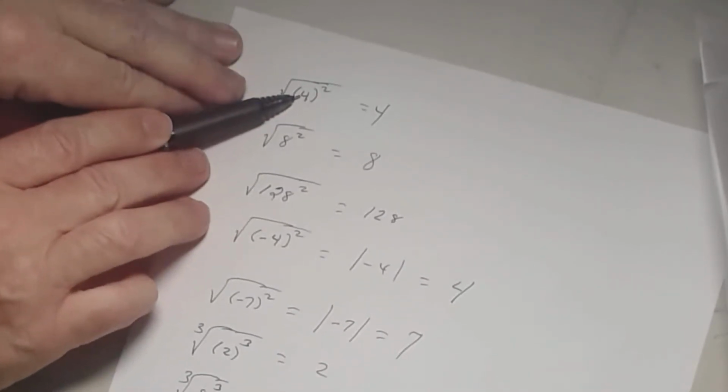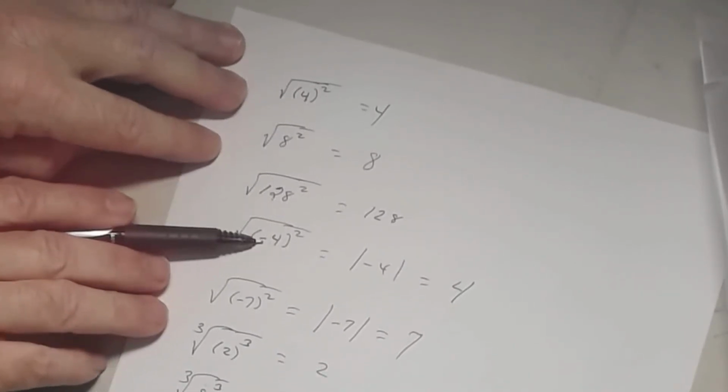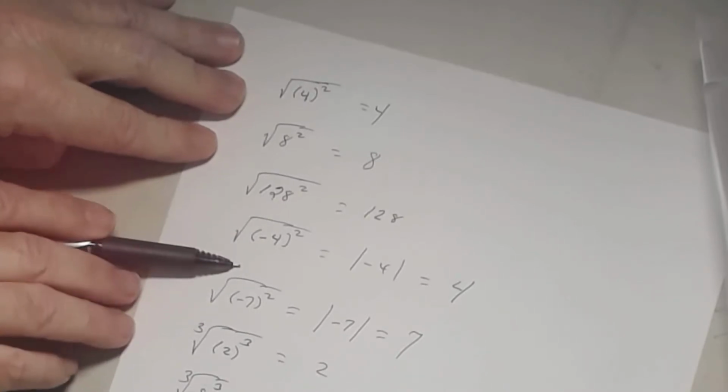My bases here were positive numbers, right here they were negative numbers. So we still have to be careful, because even though your index is even, that doesn't necessarily mean you're always going to take the absolute value of that number. All right, so we're going to talk a little bit more about when I really need absolute value. Okay?